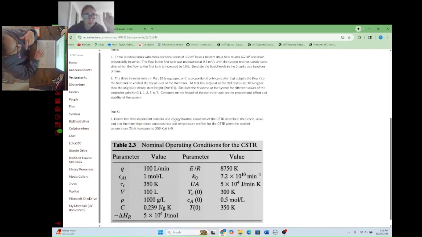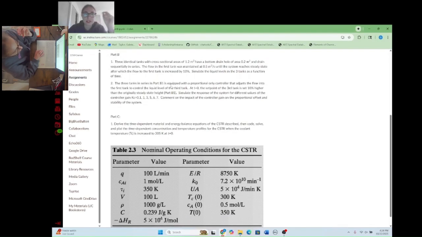So part 2 of B says 3 tanks in a series in part B1 is equipped with a proportional controller that adjusts the flow of the first tank to control the liquid level of the third tank, right? And at time equals 0, there's a set point of the third tank that is 10% higher than the original steady state height. We're going to simulate the response of different values of the controller gain, which is KC: 0, 0.1, 1, 3, 5, 6, and 7, and we're going to comment on the impact of that controller gain, right? So let's look at this.